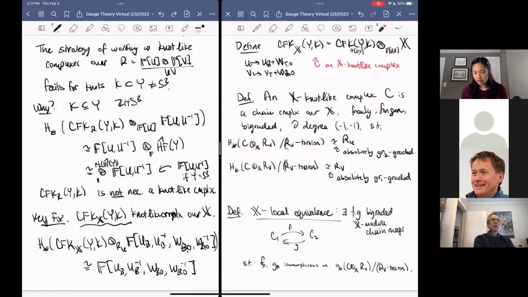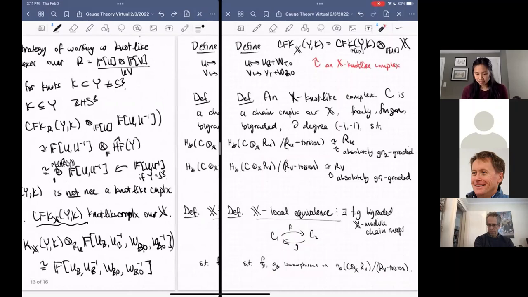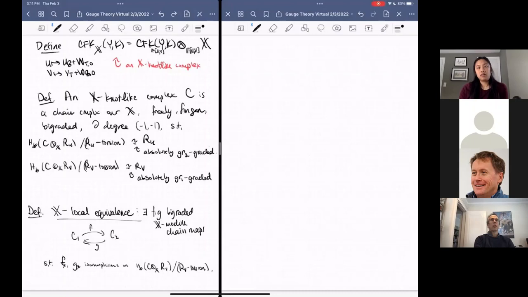And similarly, I can define X local equivalence between X knot-like complexes to mean that there exists a pair of maps F and G between the two X knot-like complexes, such that F and G induce isomorphisms on this homology here, mod the RV torsion. So this rank one module. I guess the definitions are analogous to what we saw before for knots in S3, but now they're defined over the ring X.